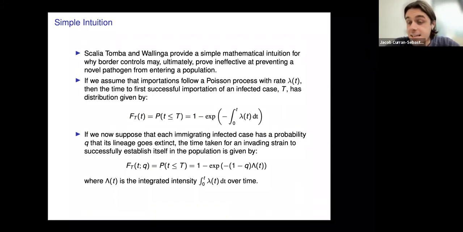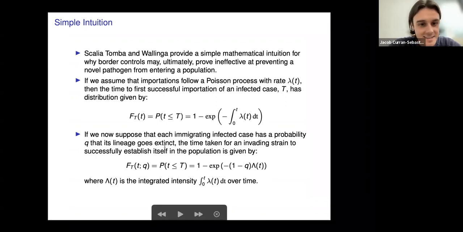And then the time to first successful importation follows an exponential distribution. So it's given by this expression here. We just integrate the intensity and do 1 minus e to the minus integral of lambda t. So that's a simple expression for the time to successful importation.